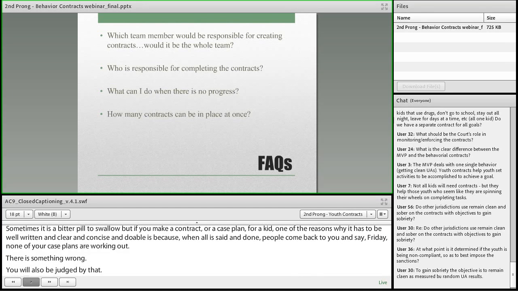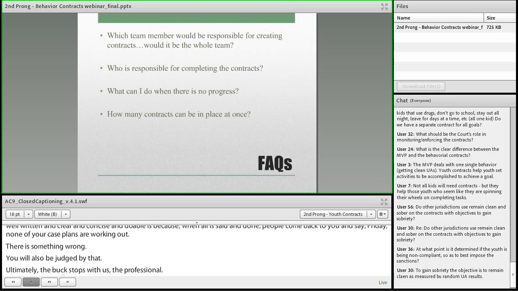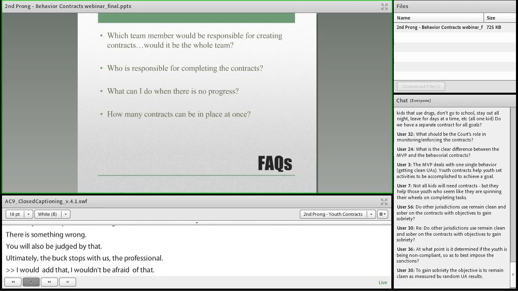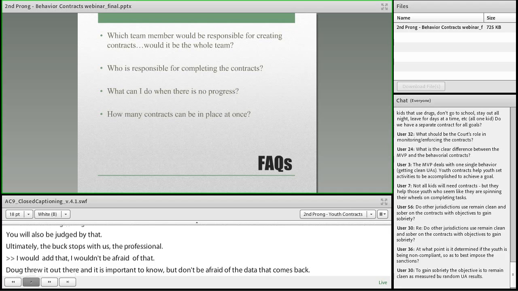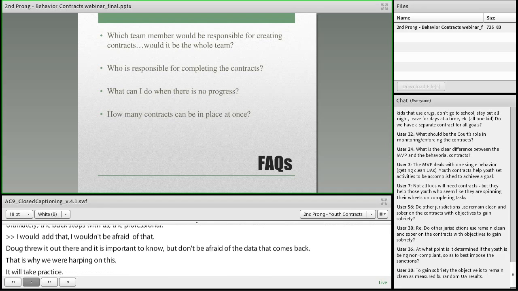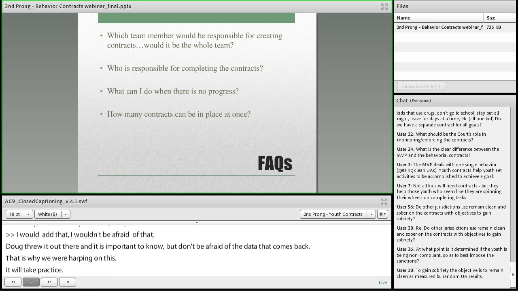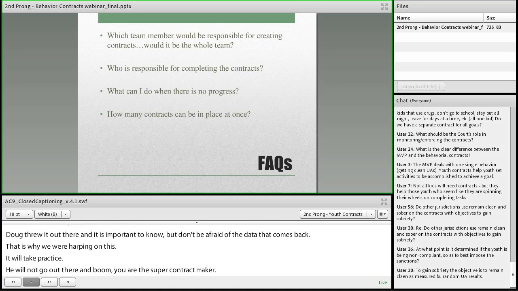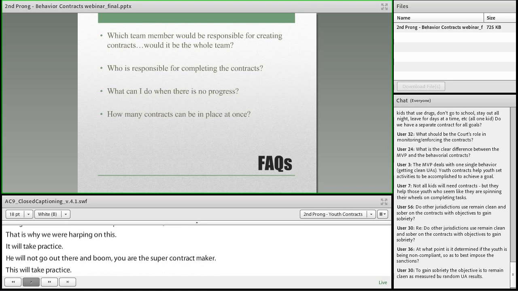Right, and I would add, go ahead, Wendy. I would add that I wouldn't be afraid of that. I think Doug threw it out there, and it's important to note, but don't be afraid of the data that comes back. That's why we were sort of harping on this will take practice. You're not just going to go out there and boom, you are the super contract maker. This is going to take practice, but the reason why we keep this data and review it and are held accountable by our team members is that that's how we can get better.